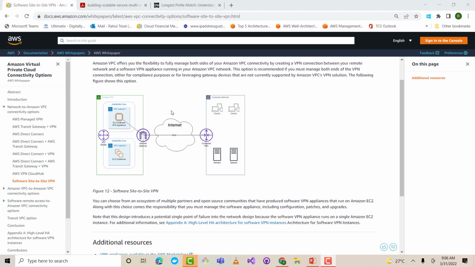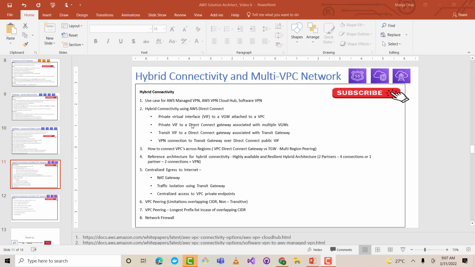So the only difference here is that you by yourself are managing both ends of the software on the Amazon VPC as well as your customer data center. So this could be due to compliance, or you might have some contracts already running which you want to use. I'll provide the link of this site in the description.